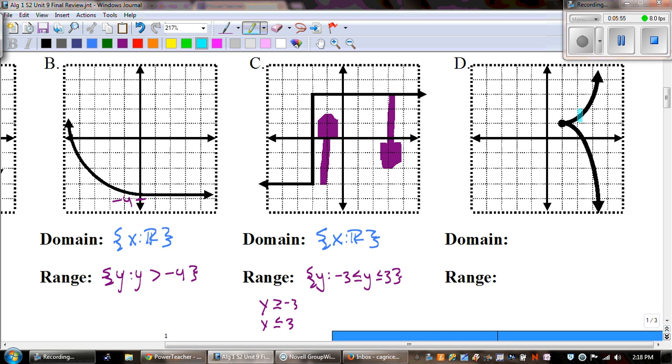Let's look at our domain first. Now it goes on and on to the right and on to the right, but does it ever get passed to the left of that line I just drew? No, it doesn't. So this time we actually have a restriction on our x. That x has to be greater than or equal to +1.